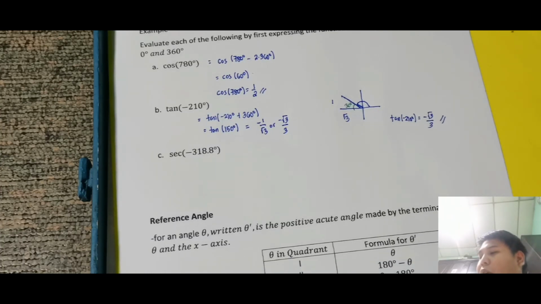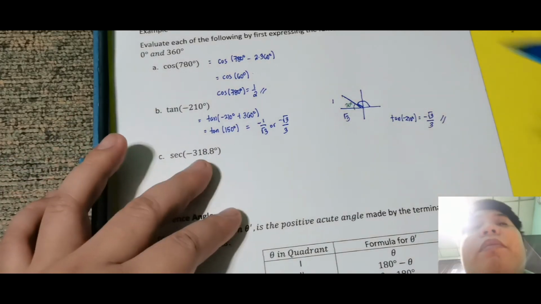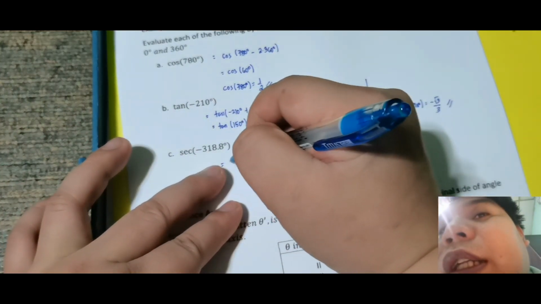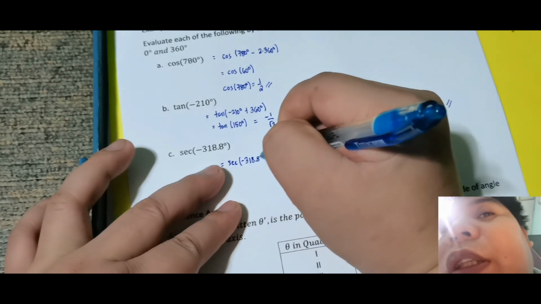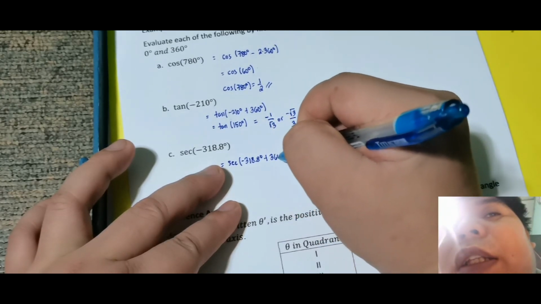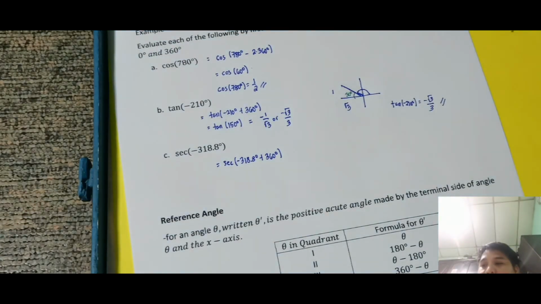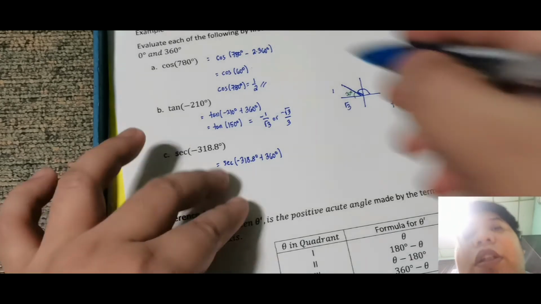Okay, next is, how about this? If we have secant of negative 318.8 degrees. So decimal degree siya, kung napansin nyo. Dahil negative siya, mag-add na lang tayo ng 360. So this is equal lang sa secant ng negative 318.8 degrees plus 360 degrees. Check natin ano yung values niya sa calculator. That is 360 minus 318.8, that is 41.2.